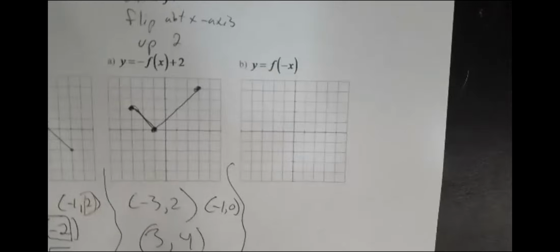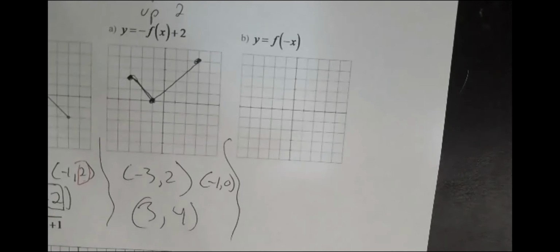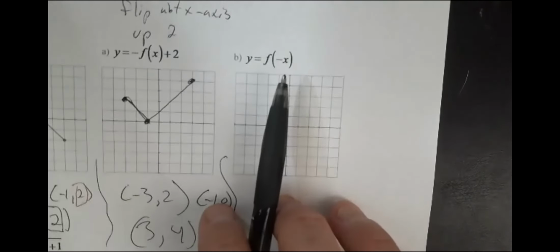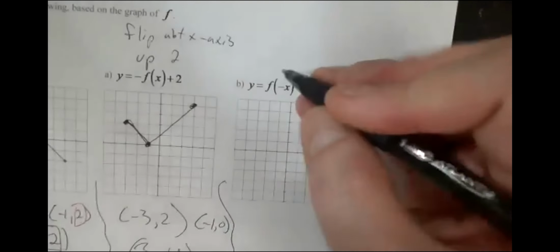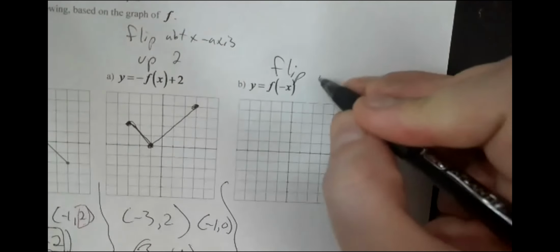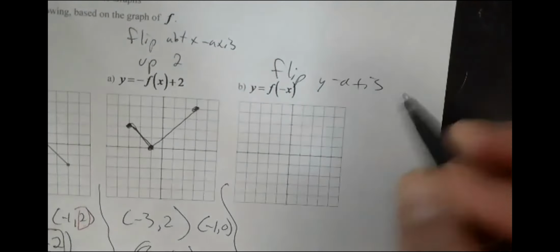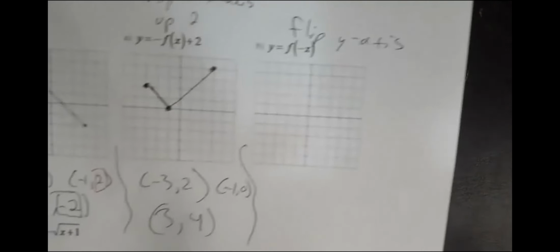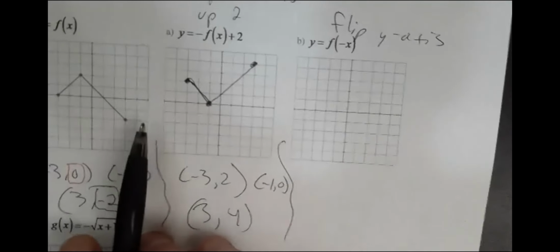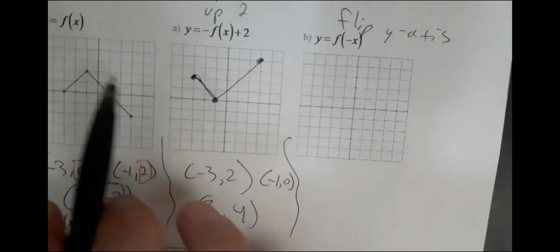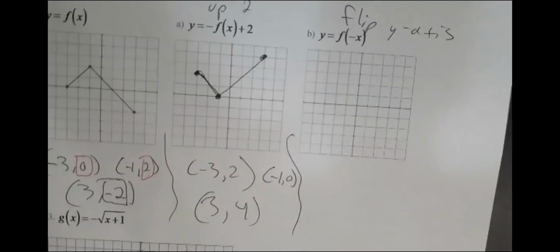This one is a little bit easier. Now we're flipping the x values. So if we flip the x values, it's going to flip about the y-axis. So we're negating the x values. So you can flip this thing about the y-axis. Everything gets flipped about the y-axis. This comes over here, this comes over here, this goes over there.